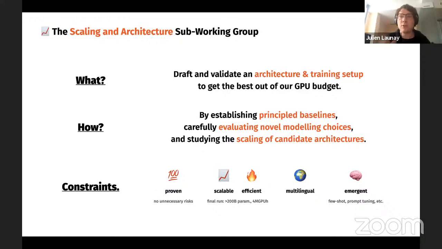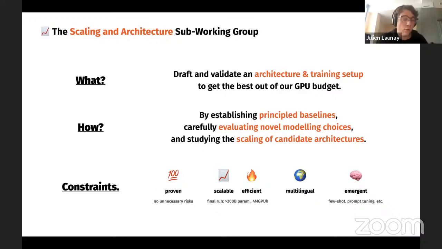Even a 5% change, let's say in your GPU throughput, how efficient you are, is huge at this scale. So we have to be scalable and efficient. Another aspect is that BigScience is a multilingual endeavor, so we have to support multilinguality. And as we will see, that's quite a big unknown.